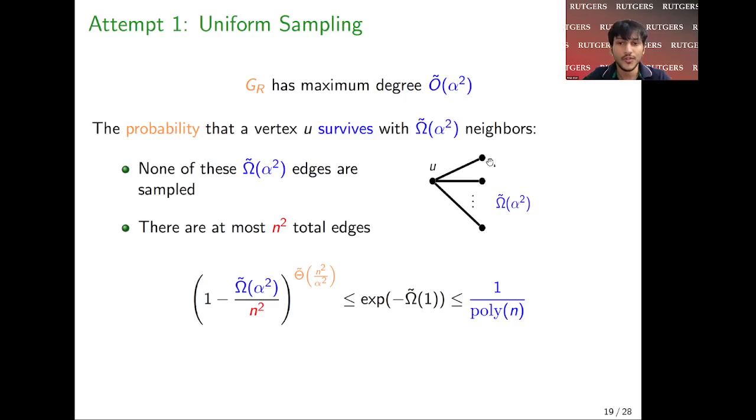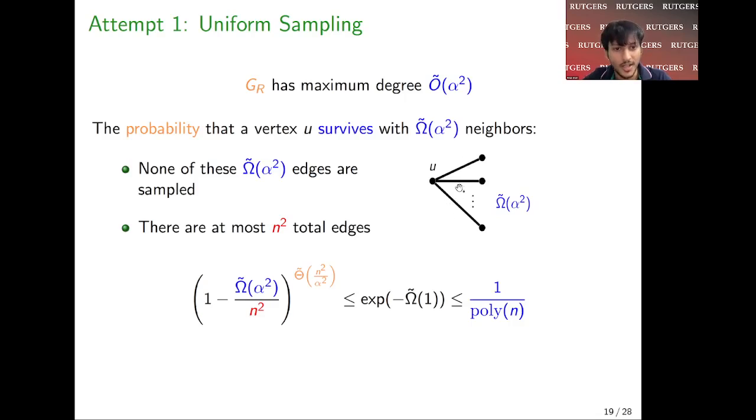Okay, so firstly, none of these edges should be sampled. Why? Because if this edge is sampled, and if it is included in the matching, then both of these endpoints don't survive. But if it's not included in the matching, then either this endpoint doesn't survive, is deleted, which means U is not in the residual graph, or this is not in the residual graph, which means U's degree will decrease in the residual graph. So we don't want any of those, so none of these edges should be sampled.